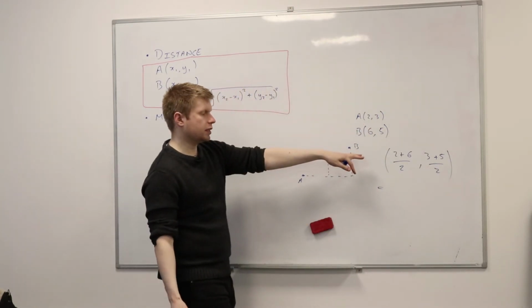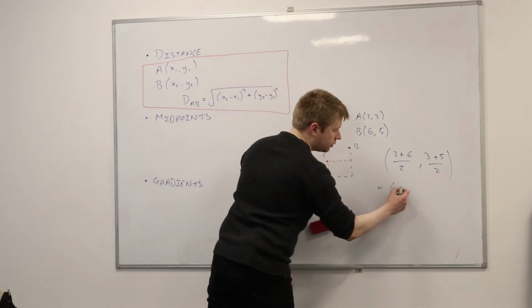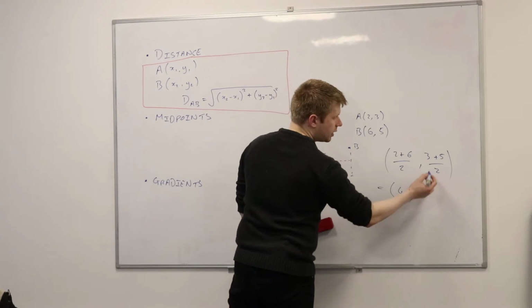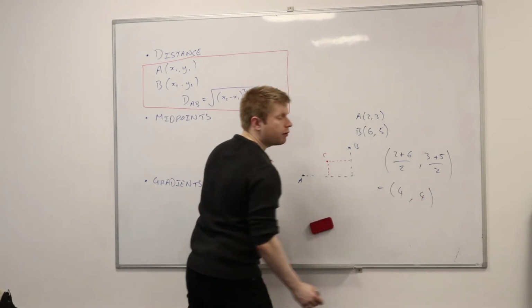So 2 plus 6 is 8. Divided by 2, you get 4. And then 3 plus 5 is 8 again. Divide by 2, you get 4.